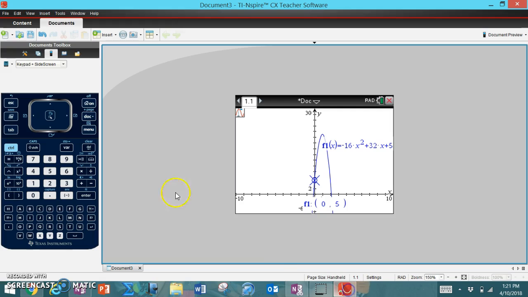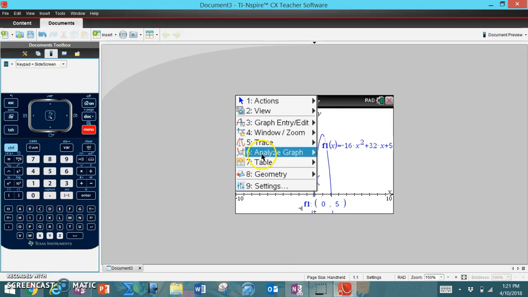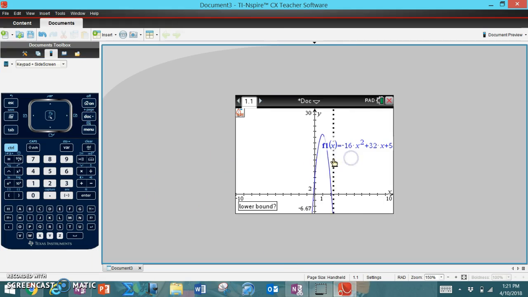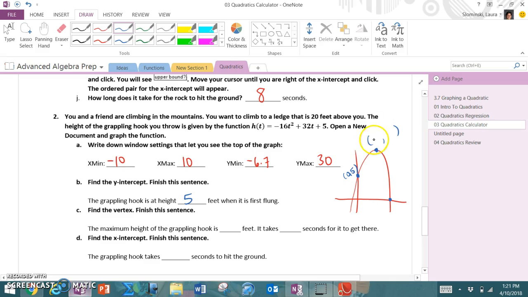Part C asks about the vertex, so I'm finding that maximum up here. To find the maximum, I go Menu, Analyze Graph, Maximum, and then I take a picture. Click to the left, click to the right. Can't see it, move it, and you can see that it's the point 1, 21. So I label it, but then I say the maximum height of the hook. Remember, the second number, the 21, is the height, and it takes 1 second to get there.